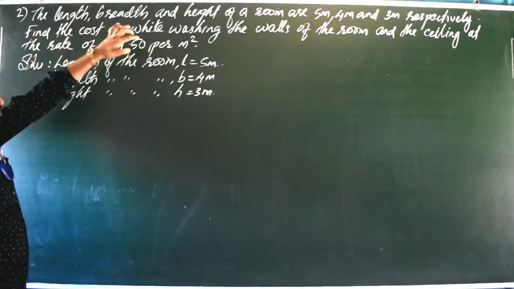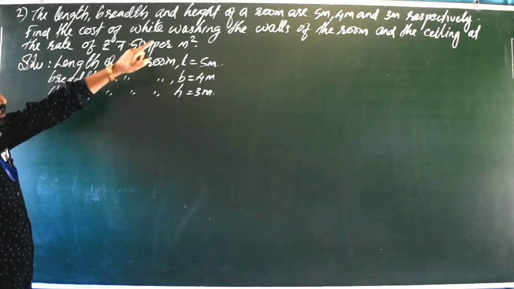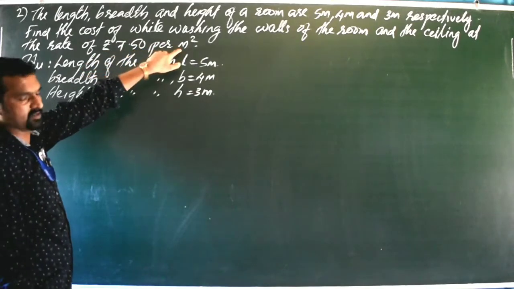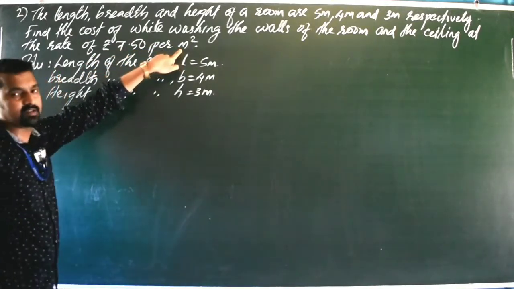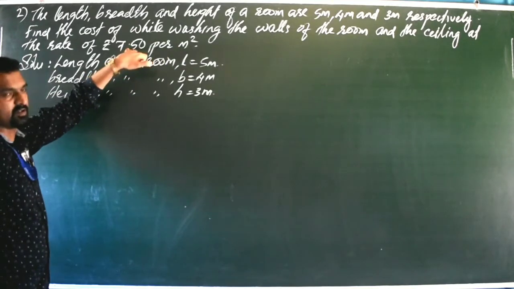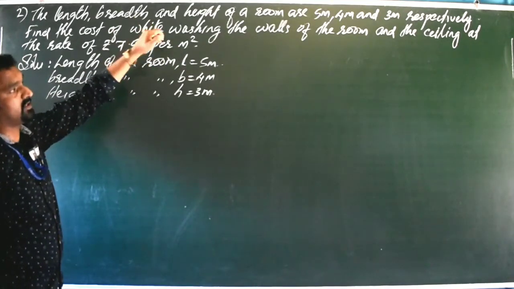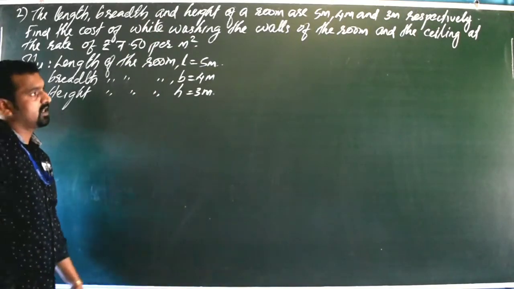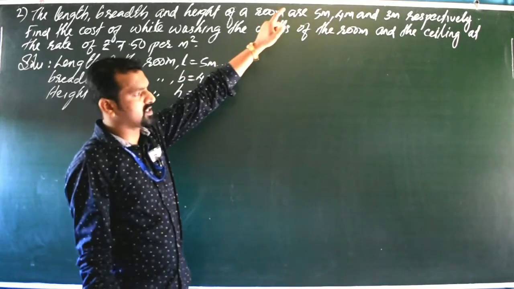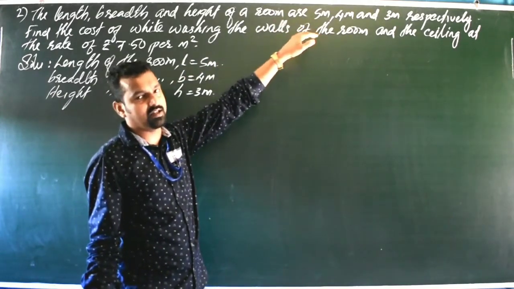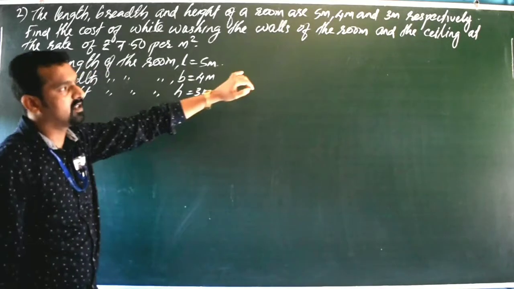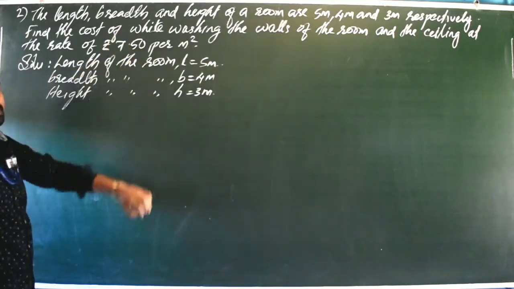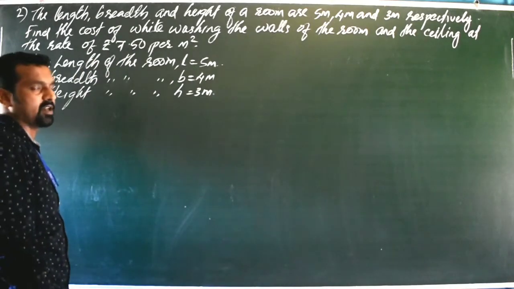Find the cost of whitewashing the walls of the room and the ceiling at the rate of rupees 7.50 per meter square. For whitewashing 1 meter square, we have to give rupees 7.50. Then what is the total cost of whitewashing? It's the 4 walls and the ceiling. That is the question. So we have to find out the area of 4 walls and the ceiling, that is how much meter square area is there. Then after that we have to multiply it by rupees 7.50. Then we will get the total cost of whitewashing the walls of the room and the ceiling.